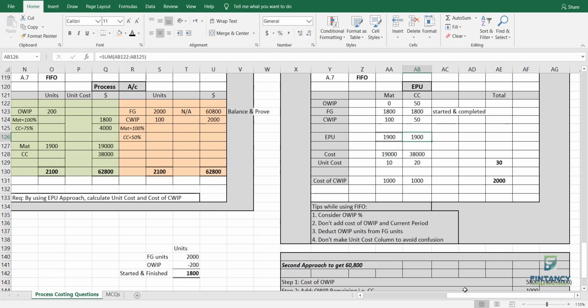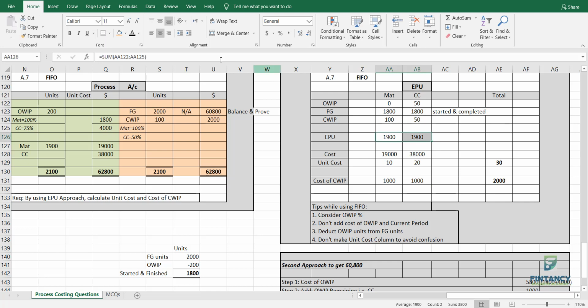Okay, one more thing they can ask you. How much is the unit cost of material during the month? 10. How much is the unit cost of CC during the month? 20. How much is the total unit cost? 30. Okay, they can also ask you, how much is the cost of material in closing work in progress? 1,000. How much is the cost of CC in closing work in progress? 1,000. Getting it, my friends?